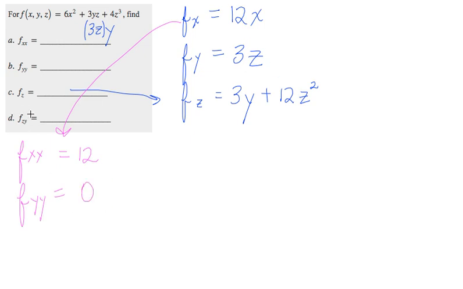And for f_zy, that means take this partial right here. First, we differentiate it with respect to z, then y. So differentiating this with respect to y, the derivative of 3y is 3, and the derivative of 12z squared is 0.